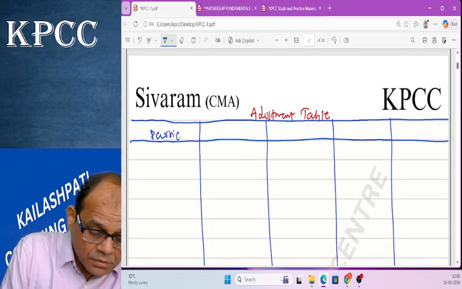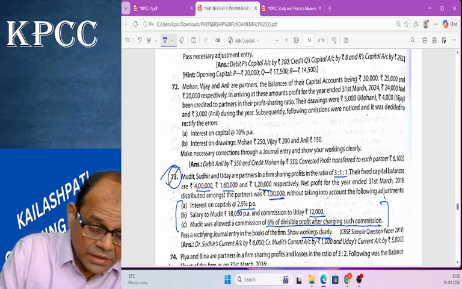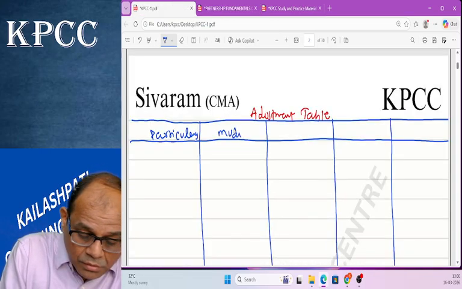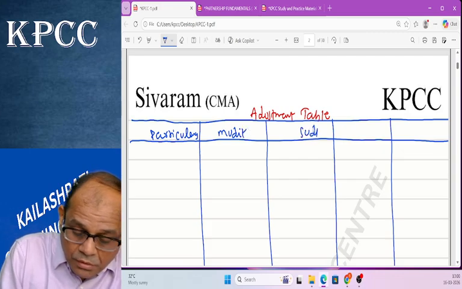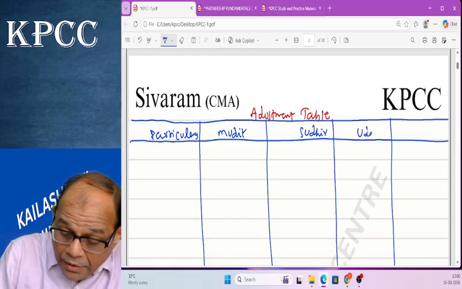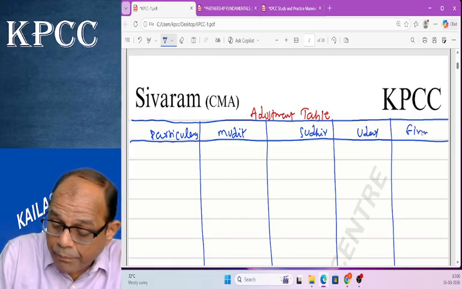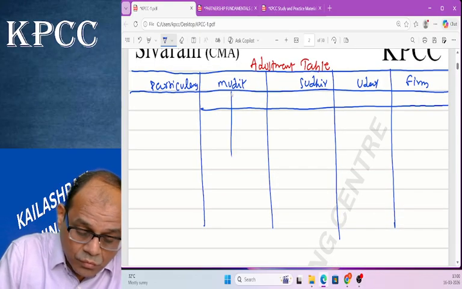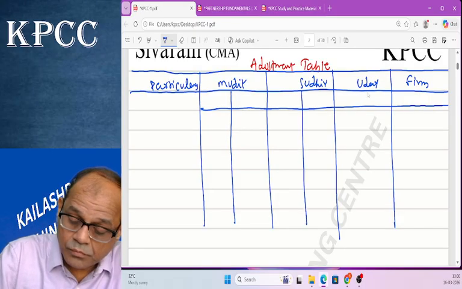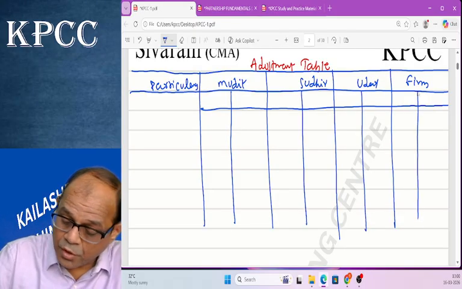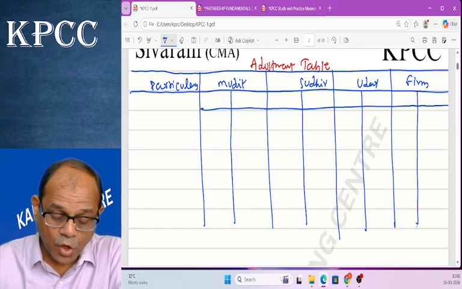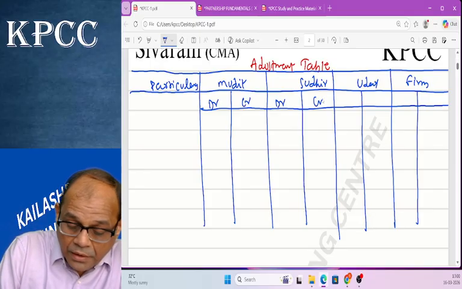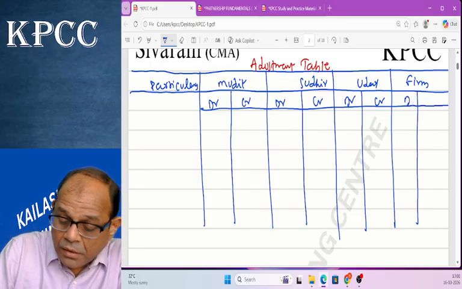Particulars. What are the names? Mudit, Sudhir, Uday, firm. Okay. Now divide your page like this into 5 columns. Then debit, credit, debit, credit, debit, credit, debit, credit.